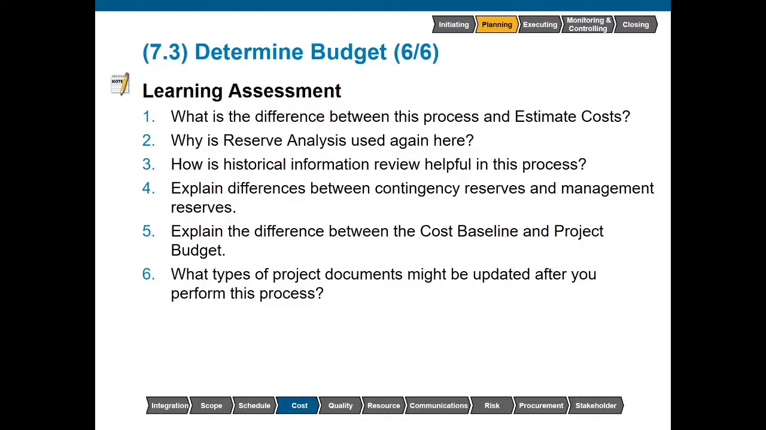Explain the difference between the cost baseline and project budget. The one difference between cost baseline and project budget is the presence or absence of management reserves. The cost baseline plus management reserves equals the project budget. The cost baseline is all of the money that the project manager controls. When we add the management reserves, which is outside of our control, then we have the project budget, which is all of the money the organization has authorized for the project.